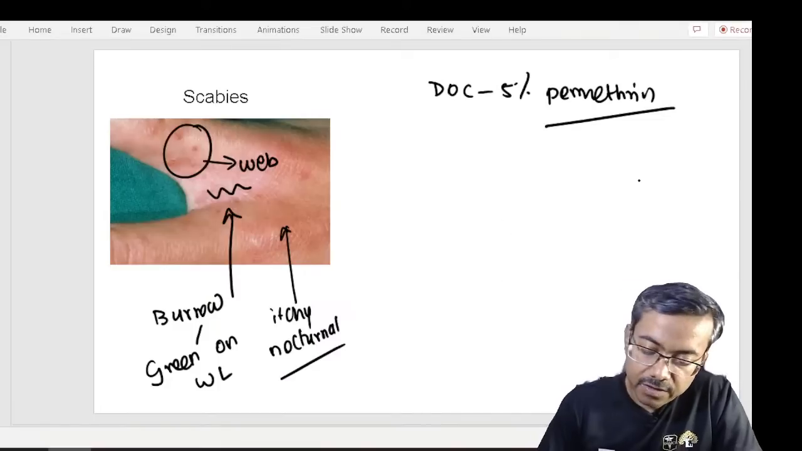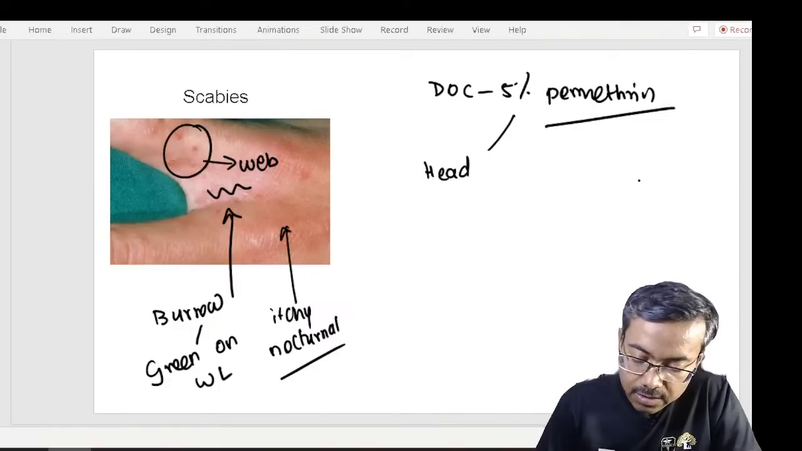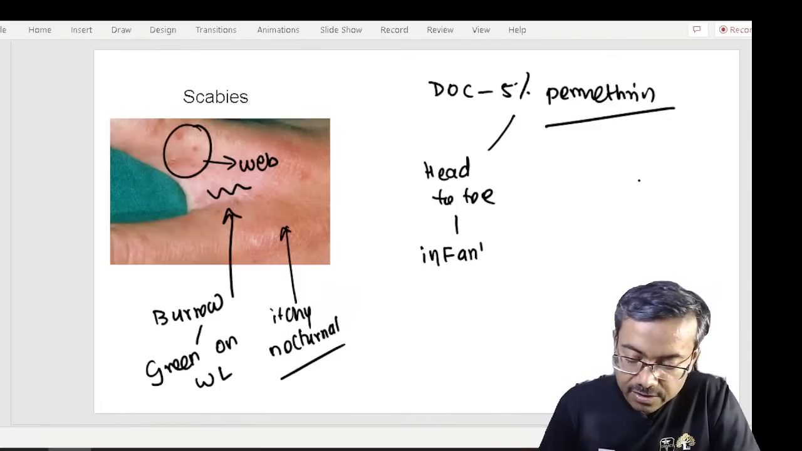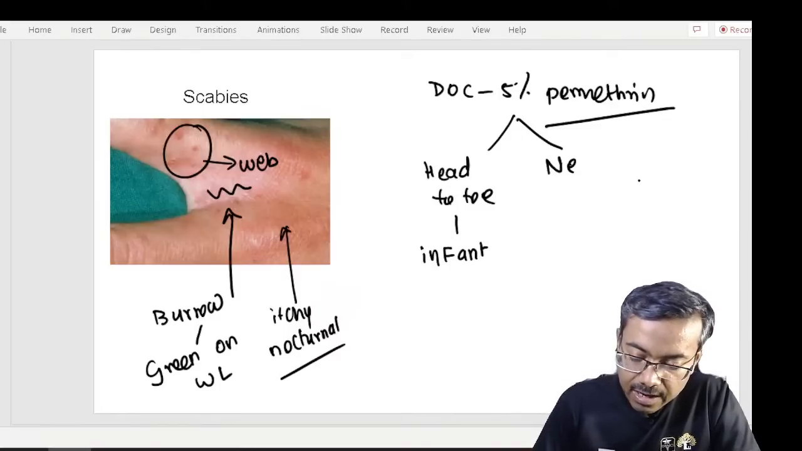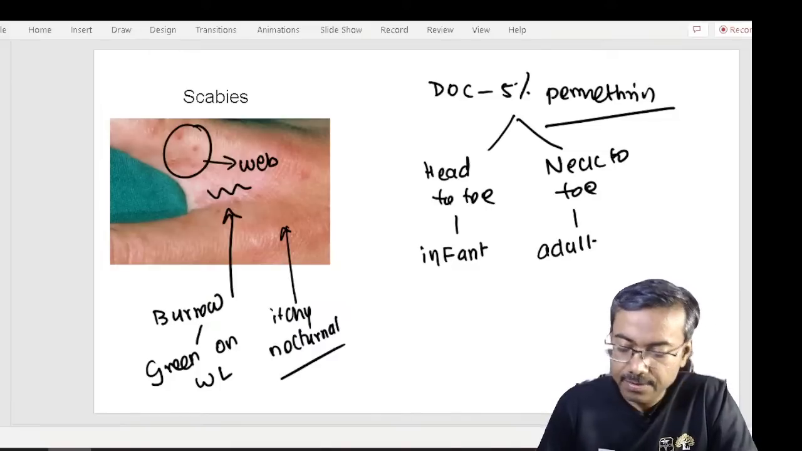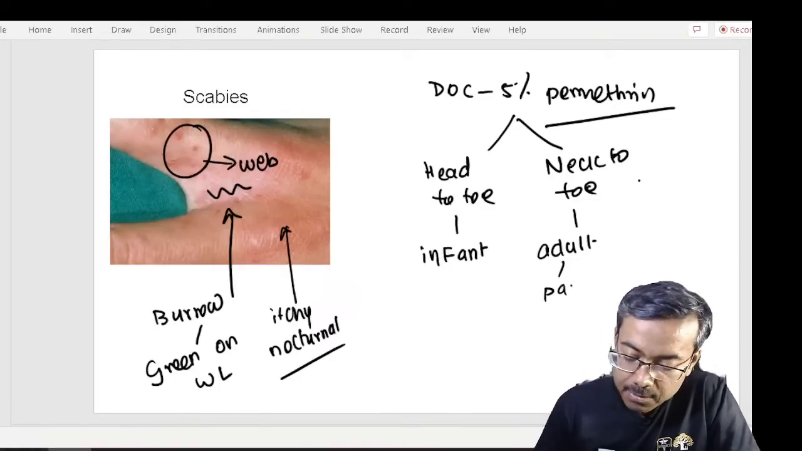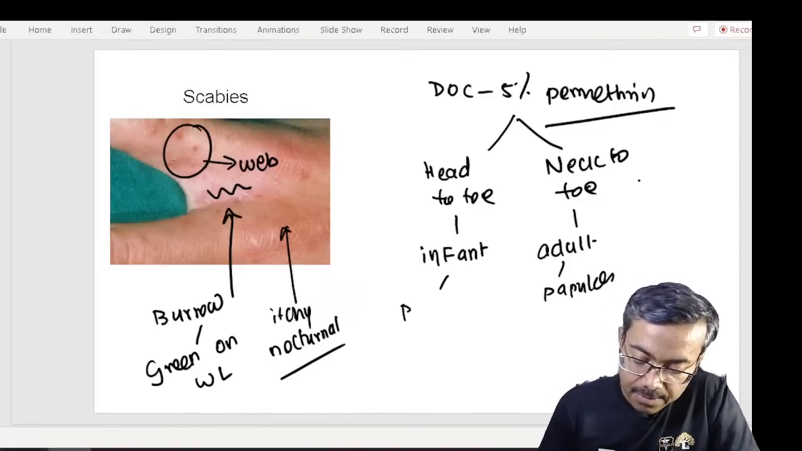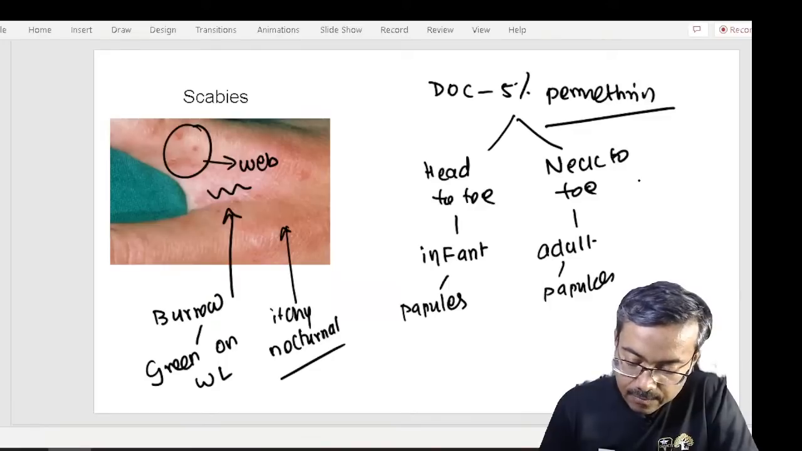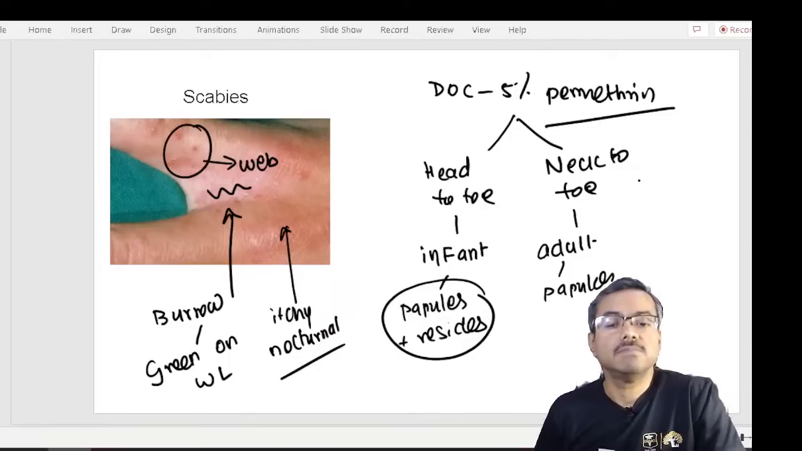Right now, we use head to toe treatment for infants with scabies because infants have face involvement, and neck to toe when you have adults with scabies because adults do not have facial involvement. Plus, adults have only papules. This has papules plus vesicles. I told you that acral vesicles are a differential diagnosis for hand, foot and mouth disease.